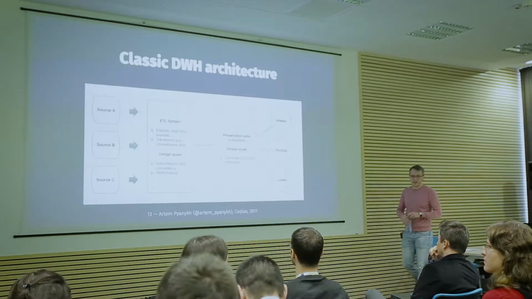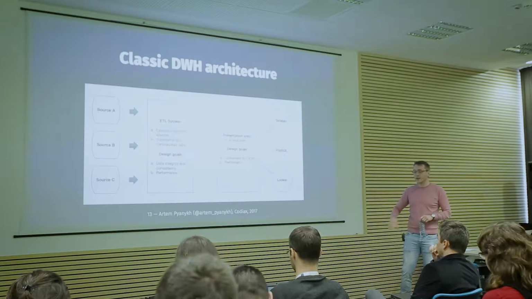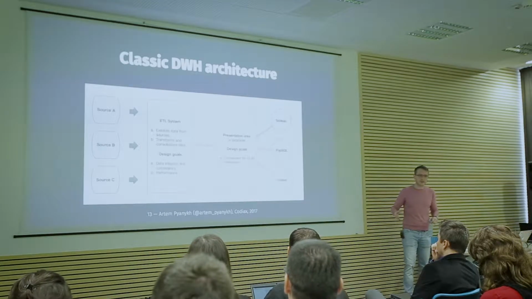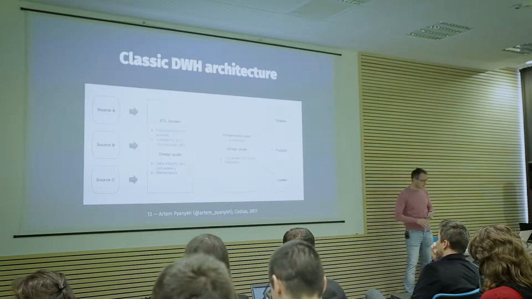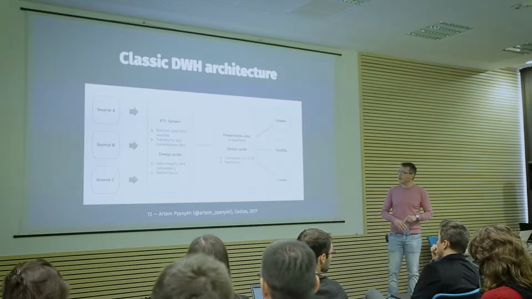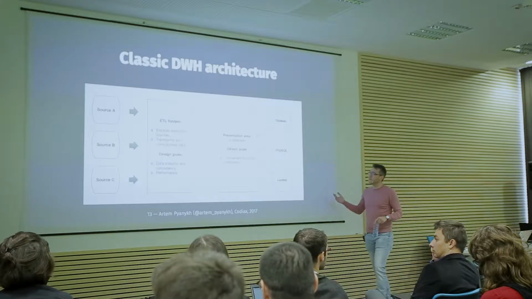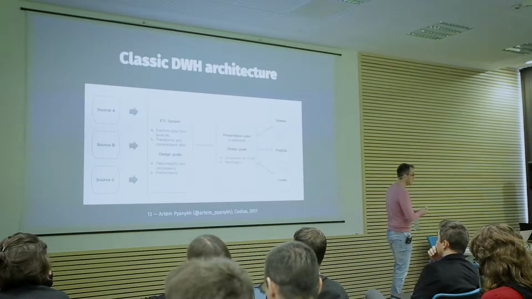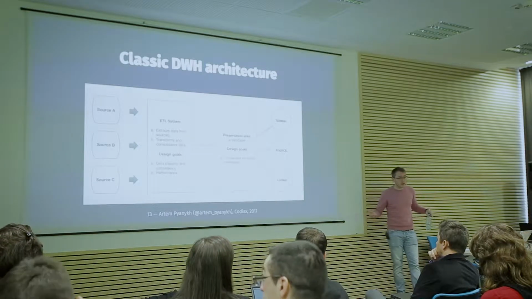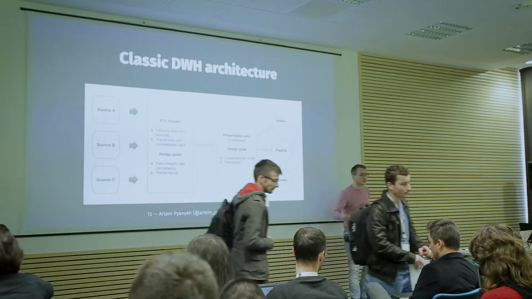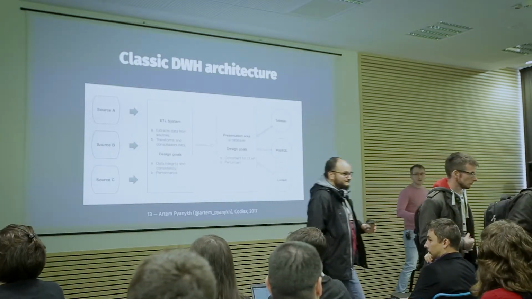So let's talk a little bit about classic data warehousing architecture. And we're talking here about batch processing. Stream is a little bit different story. In regard to classic architecture, just consider that we have several sources of data. It may be your production databases, several of them. It may be Google Analytics, it may be Mixpanel, it may be all sorts of data sources that you need to consolidate and aggregate.